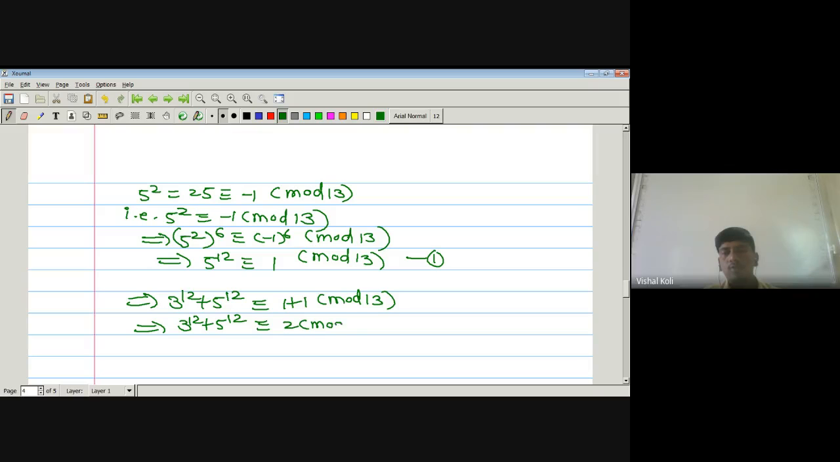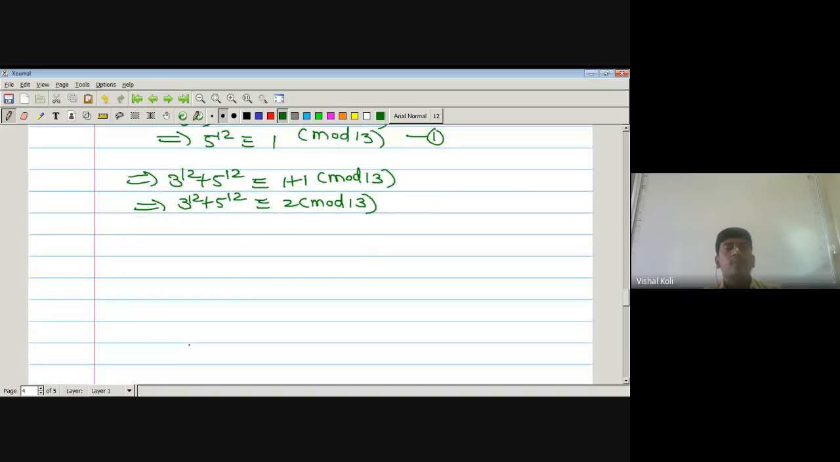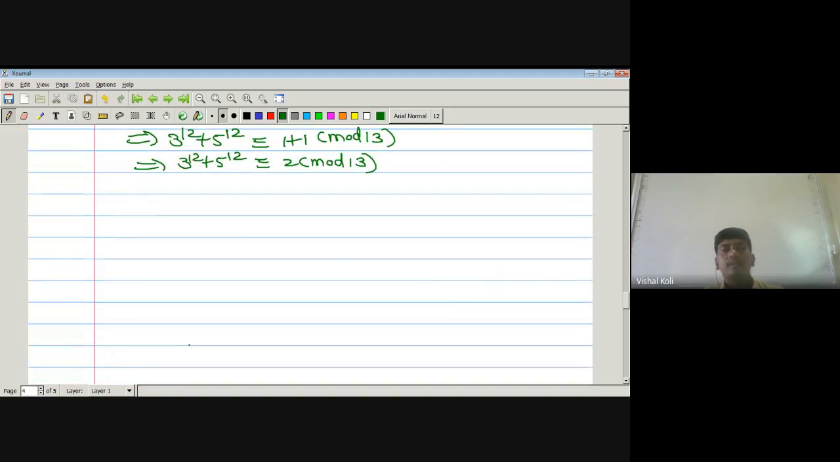So 3 to the power 12 plus 5 to the power 12 is congruent to 2 modulo 13. So what should be the remainder when the sum 3 to the power 12 plus 5 to the power 12 is divided by 13? 2 is the remainder when 3 to the power 12 plus 5 to the power 12 is divided by 13.